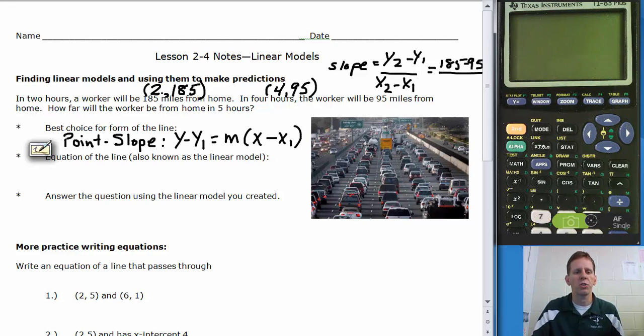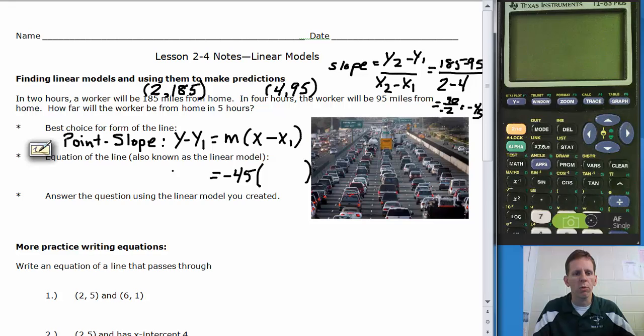So I can't do 4 minus 2 because I wrote 185 first. So that's sort of like my y2 value. It corresponds with an x2 value of 2. So x2 has to be 2. So we're going to calculate 185 minus 95 over 2 minus 4. When you subtract the two numbers up top, what you get is 90. In the denominator, you get negative 2. And if you take 90 and divide it by negative 2, you get negative 45. That is our slope. And that's really the hard part of the problem.